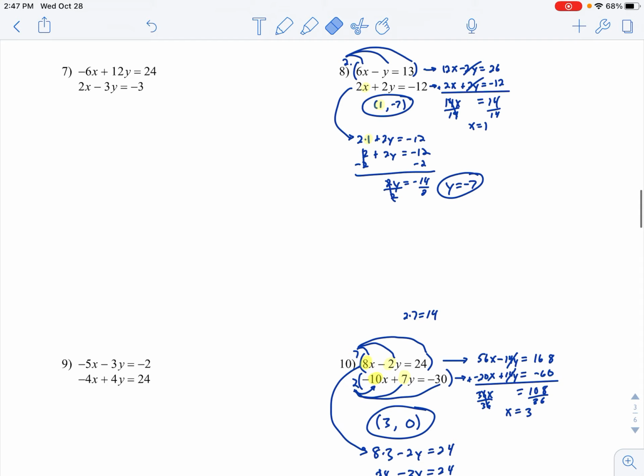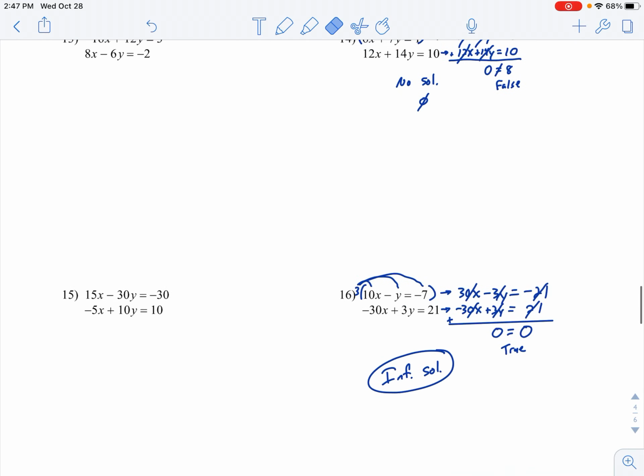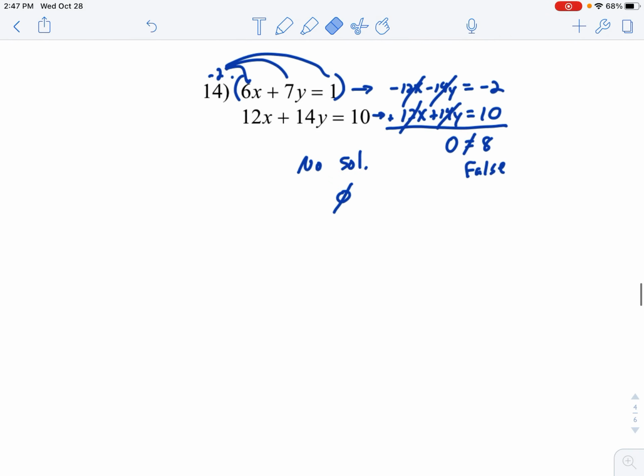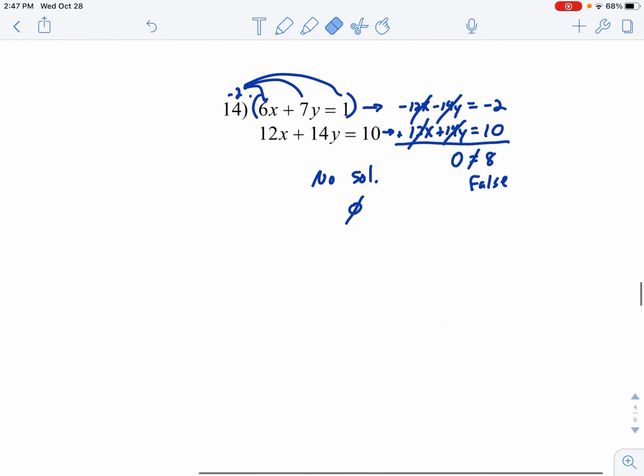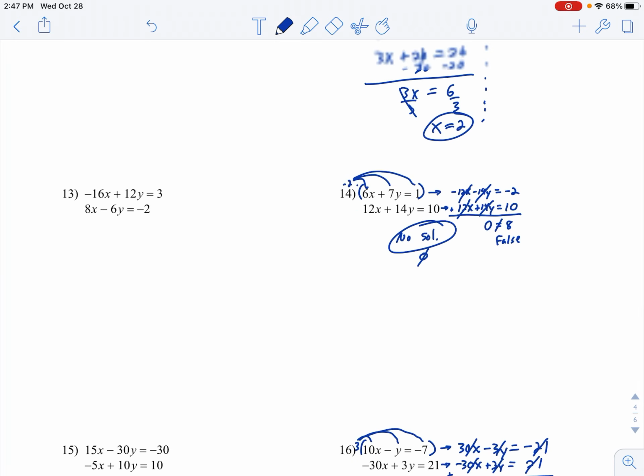Follow my examples for notes. When you get to the bottom, you will get some with a false statement, another one with a true statement, so no solution, infinite solutions. Here, I should circle that. All right, I'm going to stop there.